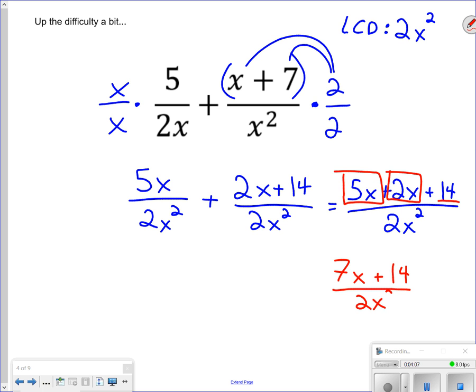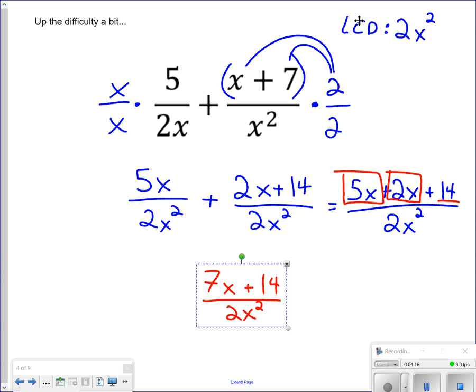Now, a last step that sometimes comes into play and sometimes doesn't is seeing if you can factor and simplify, just like you would any other fraction. Just like simplifying 4 over 6, I would want to simplify that to 2/3. I want to see if I can simplify this fraction.